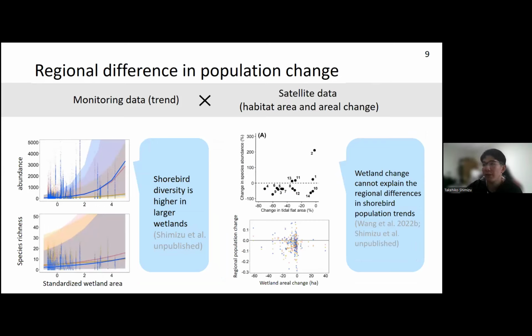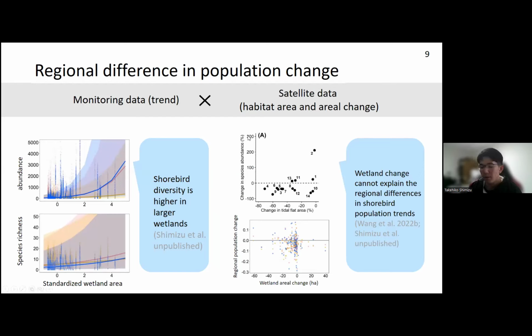Next, I explain the regional differences in population change. But actually, the knowledge on this has hardly accumulated now. To understand it, the typical way is to combine shorebird monitoring data with environmental data, such as habitat areas and areal change based on satellite data. Although much research has found the past and current area of tidal wetland, there is little work to integrate shorebird monitoring data with that area information. Additionally, if any, the results do not show a clear relationship between habitat change and shorebird change.